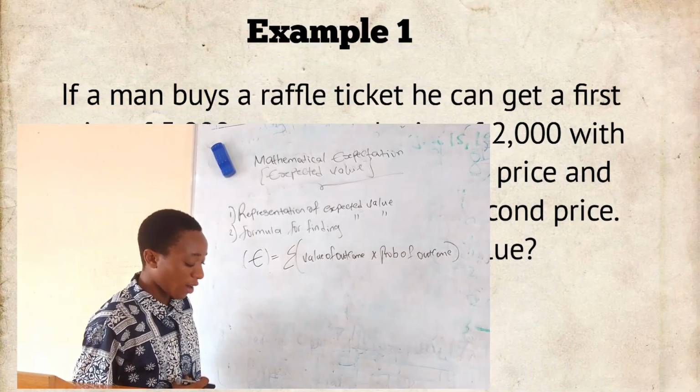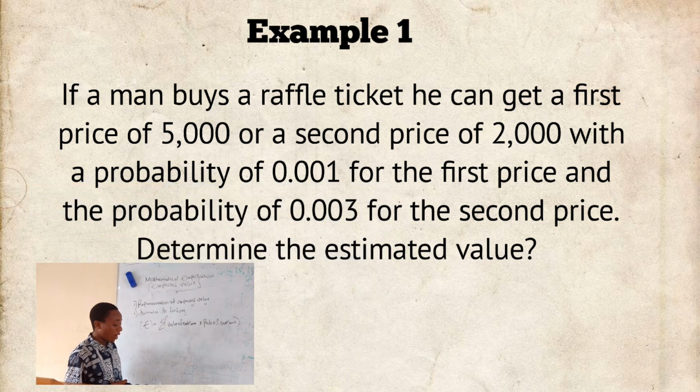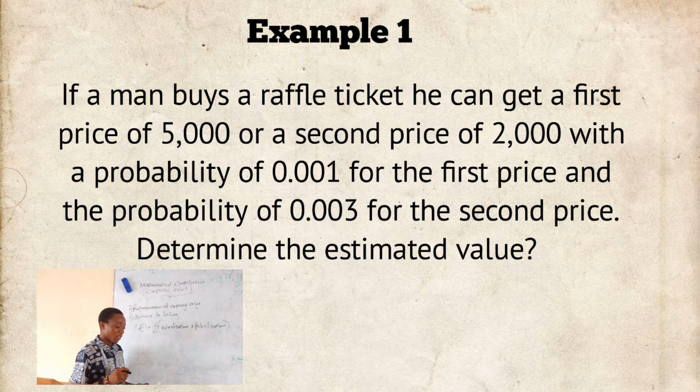So the first question I have here is, if a man buys a raffle ticket, he can get a first prize of 5,000 or a second prize of 2,000, with a probability of 0.001 for the first prize and a probability of 0.003 for the second prize. Determine the expected value.